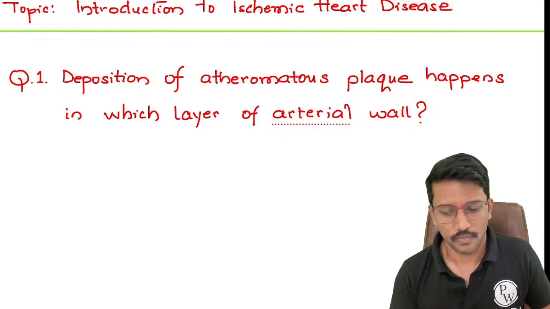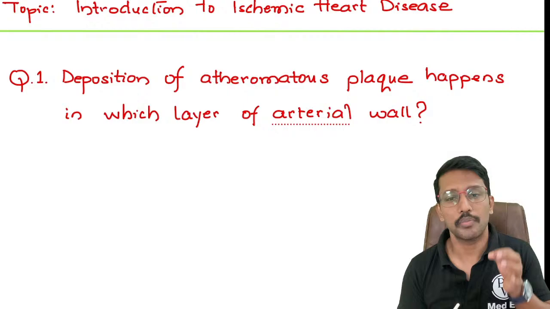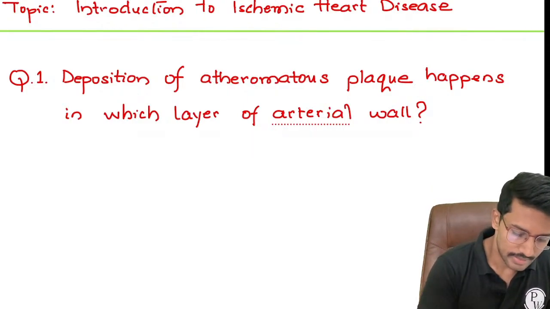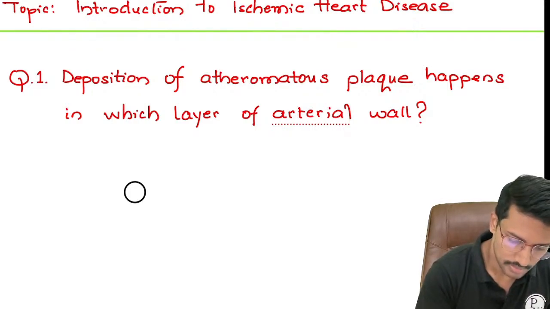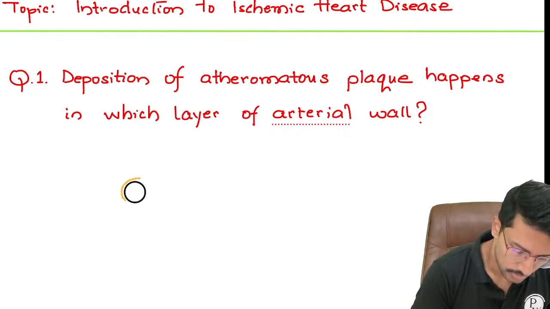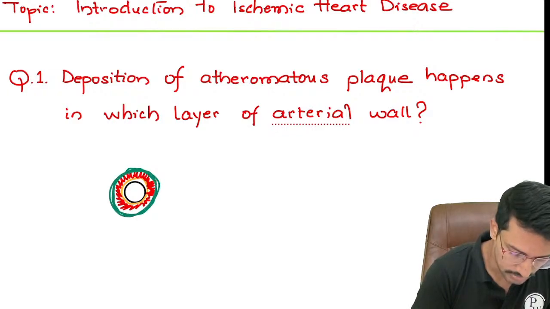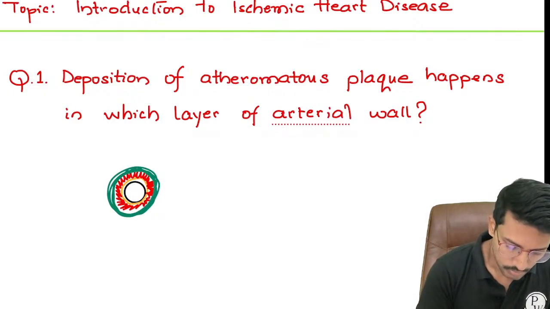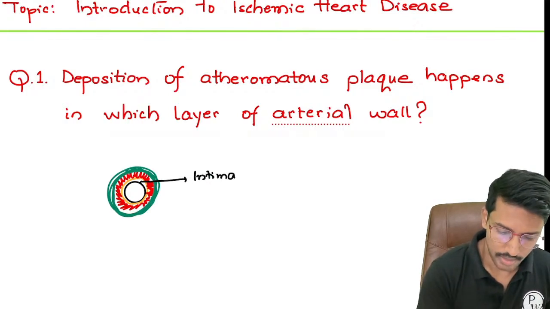I'll tell you why. Right, Sutapa. The deposition of atheromatous plaque happens inside the tunica intima. So when you look at the blood vessel anatomy, you have an endothelium, the innermost layer. Then we have this layer called tunica intima, followed by a layer which you call tunica media, which primarily comprises the smooth muscles of the blood vessel, and then you have tunica adventitia. So the intima is where there is deposition of the atheromatous plaque.